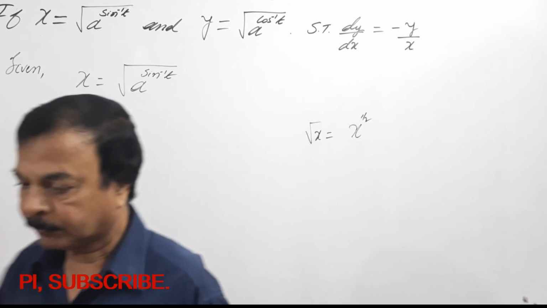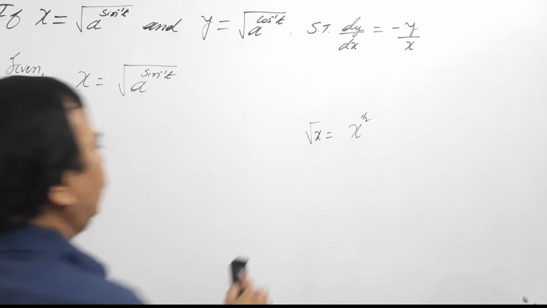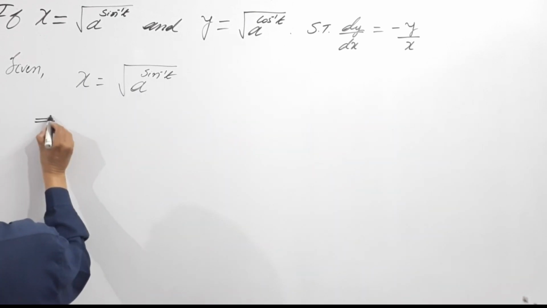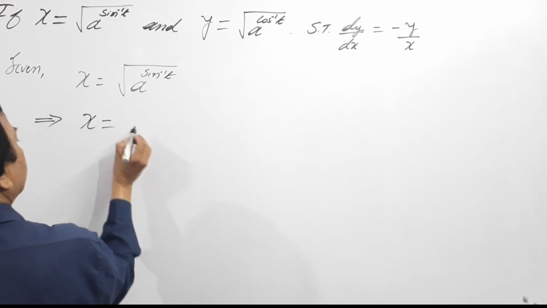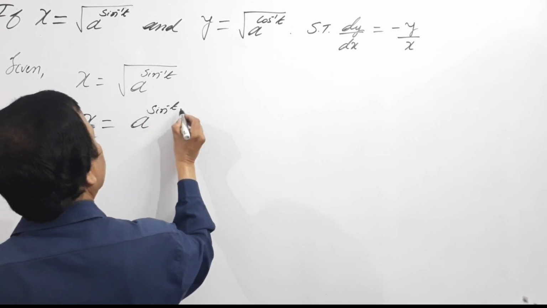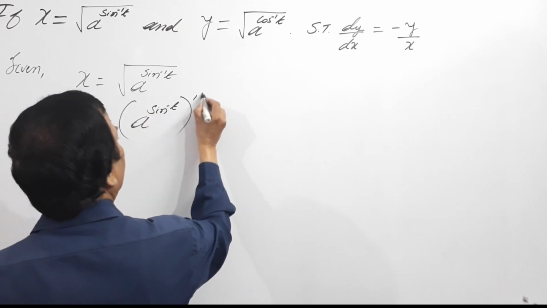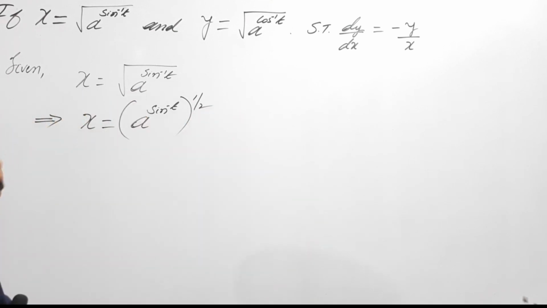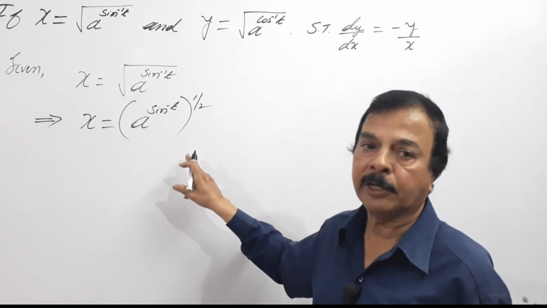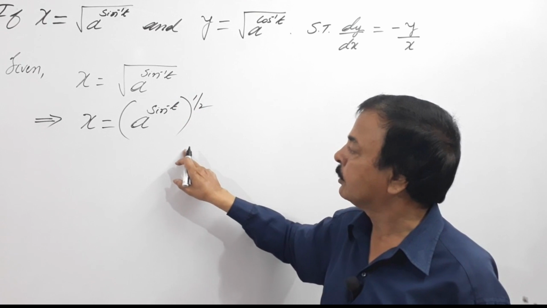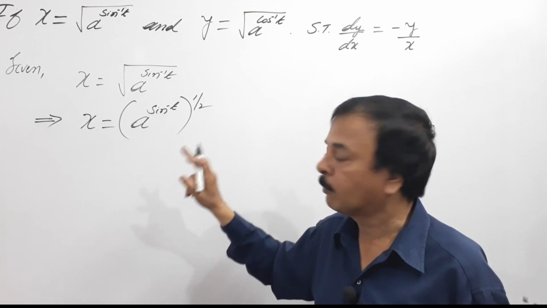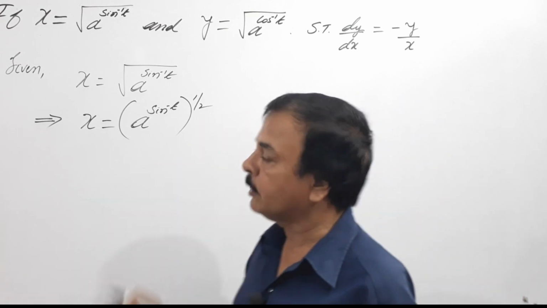So what I'll do is, can I write like this? x equals a to the power of sine inverse t, whole to the power of half. Can I write like this? Yes, very much. So now you are able to differentiate this, because now it has come to standard form. This was not in standard form, but now it is standard form. I'll show you, this is of the type a to the power of x, whole to the power of n, right, where n is half. So you can easily solve this.